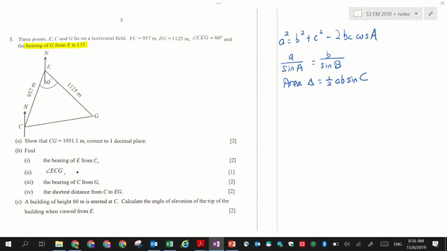How many of you did not label at all? Then you will fail the question. If you never label this, you will fail the question. So let me try. G from E. Oh, that means they are saying that G from E, this angle is 135.